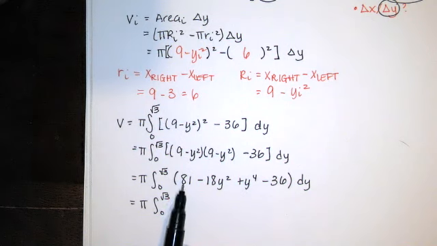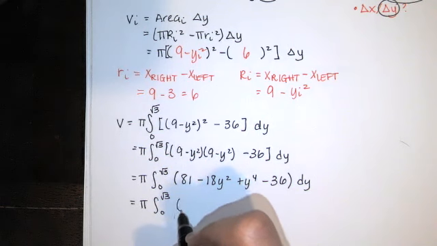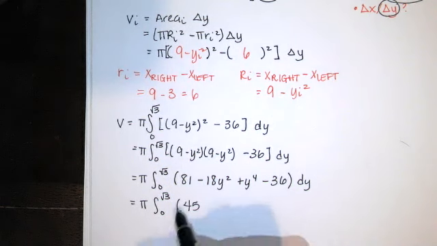So we've got 81 minus 36. That's 81 minus 30, that's 51. 51 minus 6 would be 45. Is that right? Yeah, 45 plus 36 is 81.